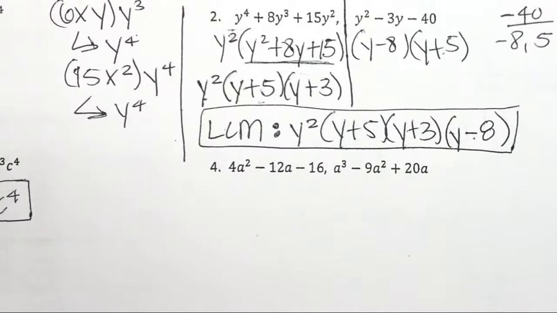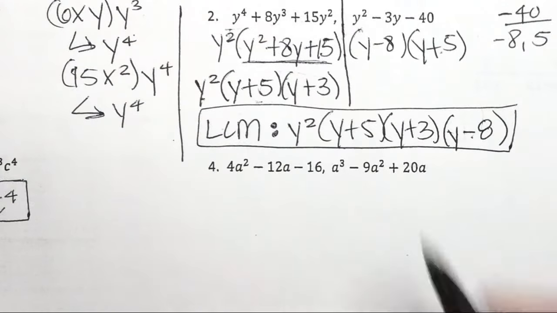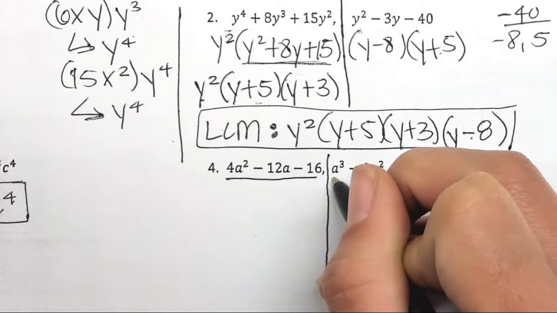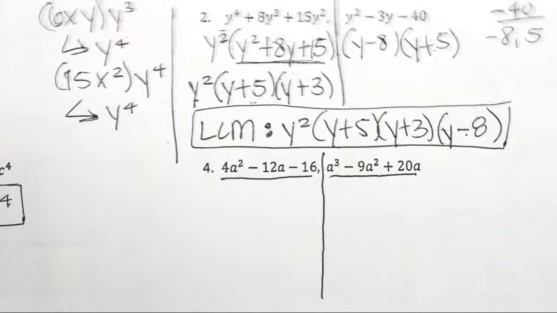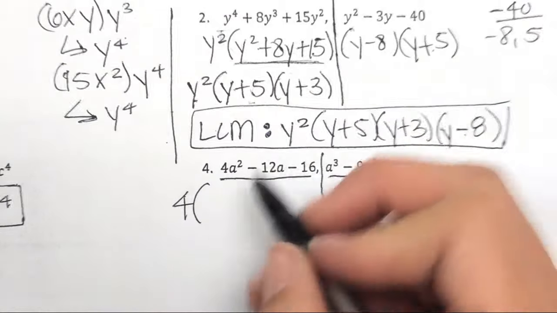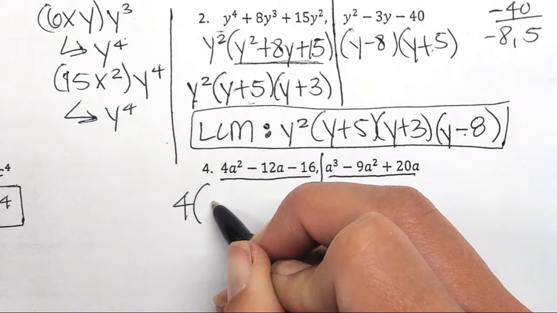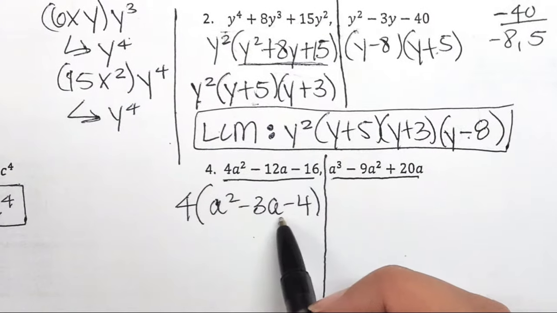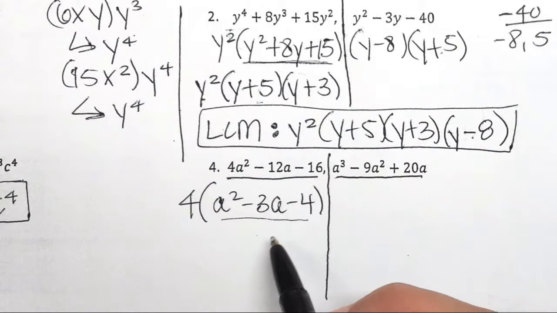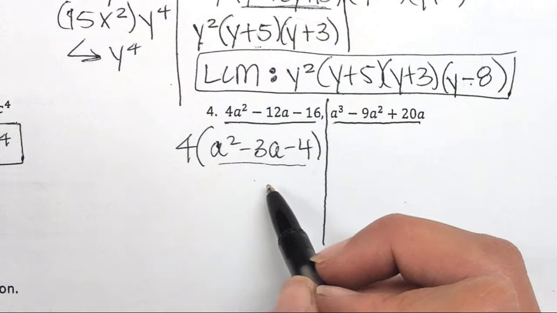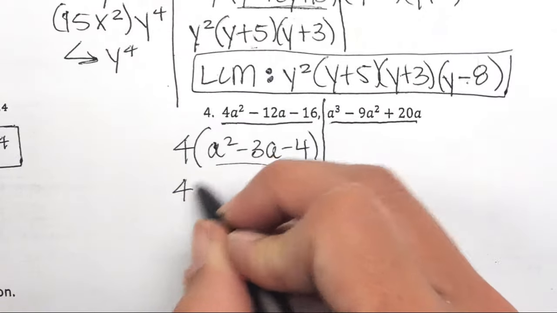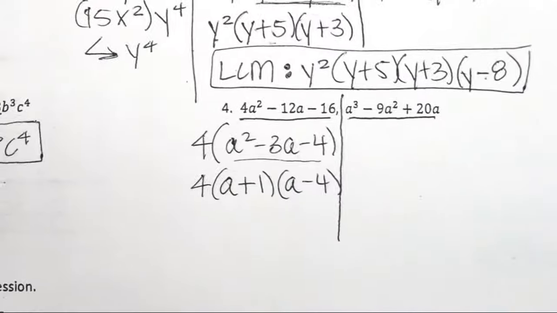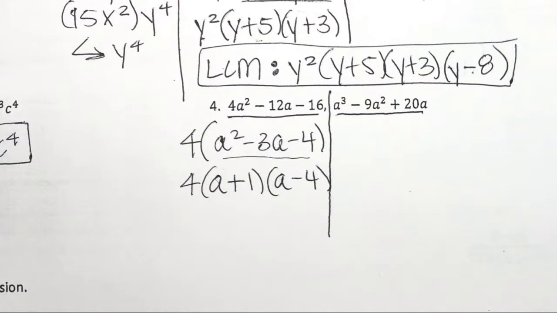Alright, next one, again, we have to factor. We can start with this one first. Tell me how you would go about factoring it. Good, you can pull out the 4, right? And what would I have left over inside? Perfect. And can't we factor this? Yes. What are factors of negative 4 that can give me negative 3 when I add them? Negative 1. Or no, 1 and negative 4. Good. Any questions so far?